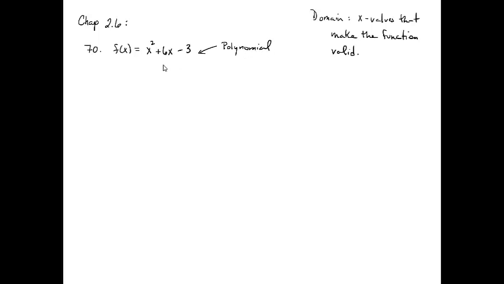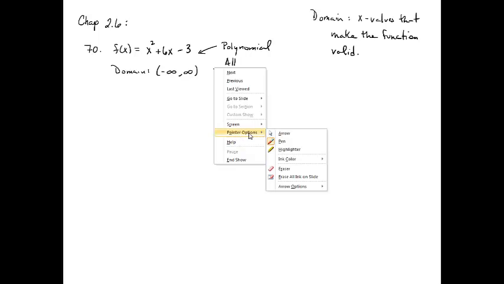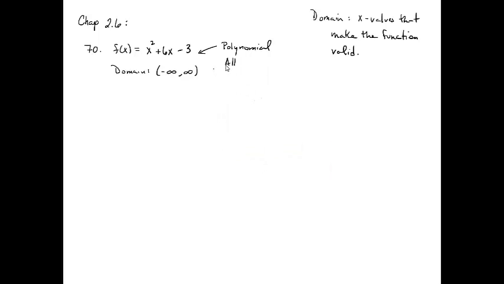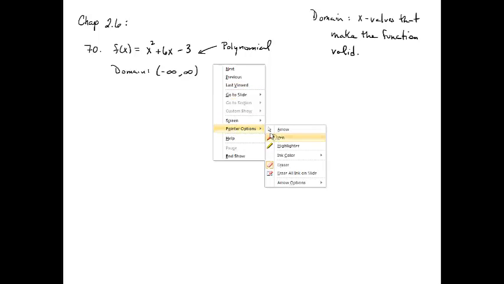And then I can literally plug in any x, and I'll get an answer back, which means my domain is all real numbers. Or if I do it as an interval, it goes from negative infinity to infinity. I can plug anything I want, and I'll get it back. And that's because all polynomials are continuous. I really have no problems with them at all. Good. So that's number 70.